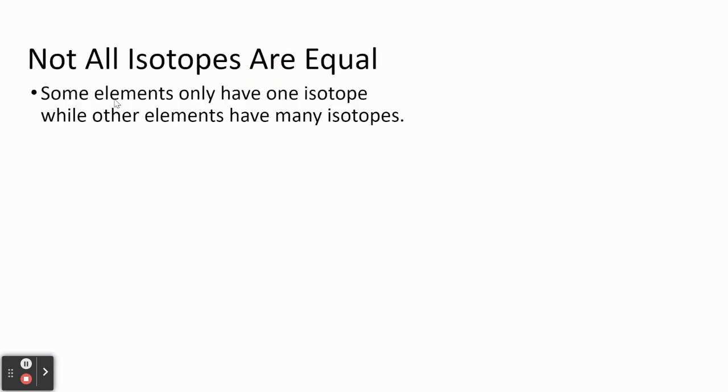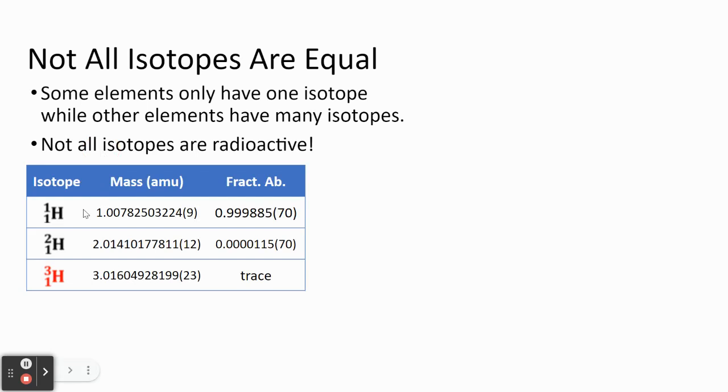Now, not all isotopes are equal. Some atoms only have one isotope, while other atoms have many isotopes. And not all isotopes are radioactive either. So if I were to look at hydrogen, hydrogen has 3 isotopes: hydrogen 1, hydrogen 2, and hydrogen 3. They differ in their number of neutrons. I have no neutrons here, 1 neutron here, 2 neutrons here.